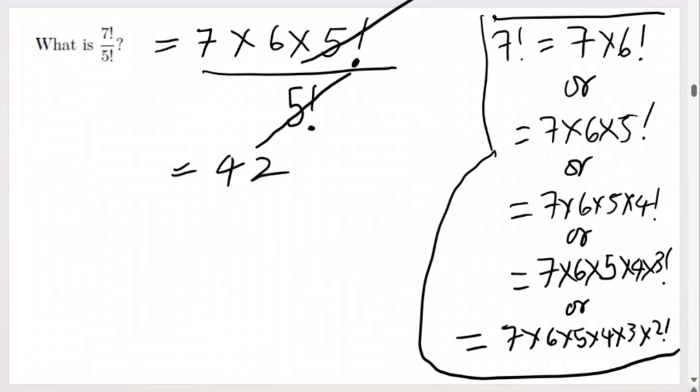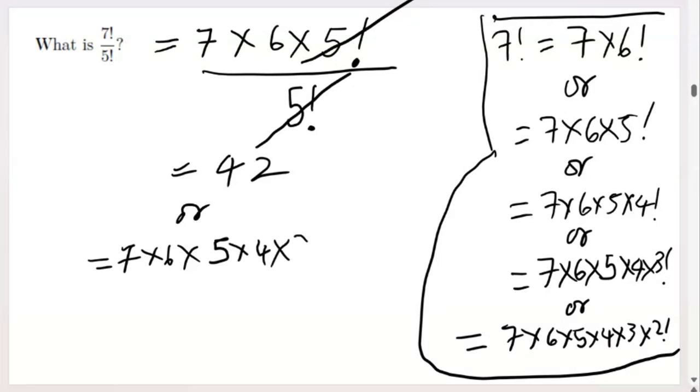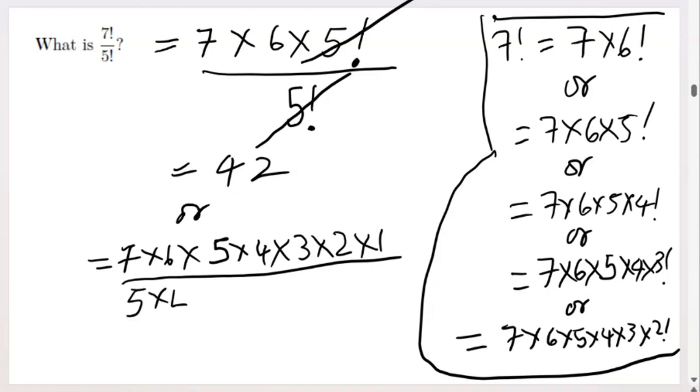If you've got time, which you don't have, you can say, okay, I'm going to write 7 factorial in its full form. So I'm going to have 7 multiplied by 6 multiplied by 5 multiplied by 4 multiplied by 3 multiplied by 2 multiplied by 1. This is 7 factorial in its fullest form. And then I can also have 5 factorial. 5 factorial, it is 5 multiplied by 4 multiplied by 3 multiplied by 2 multiplied by 1.